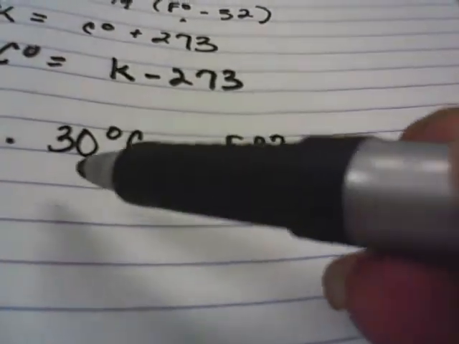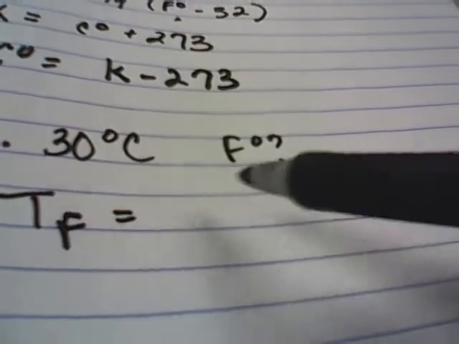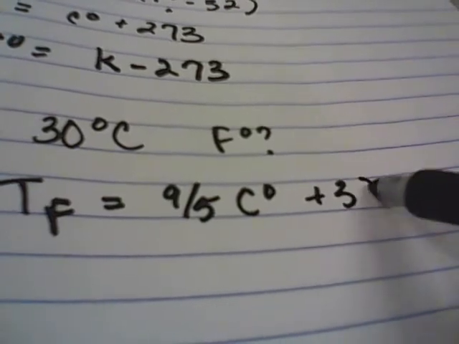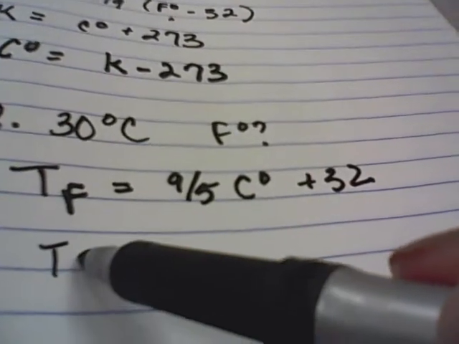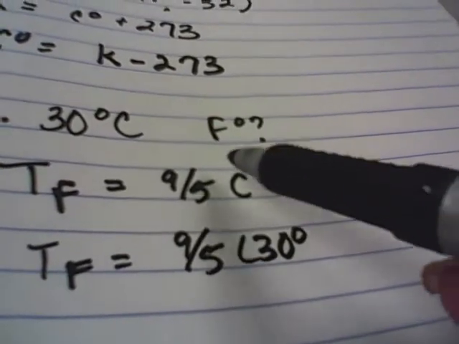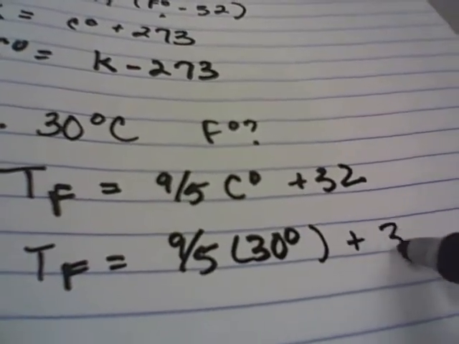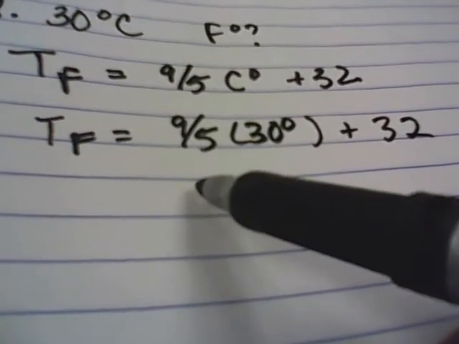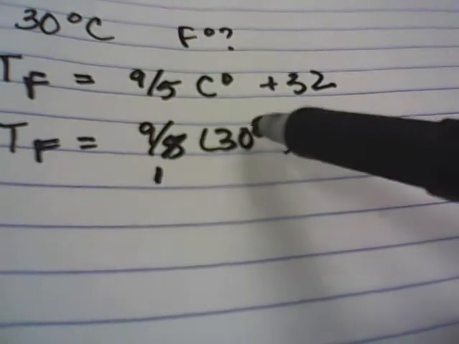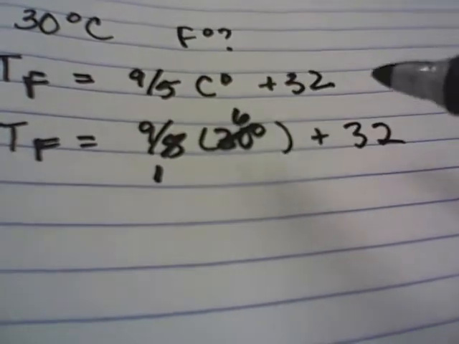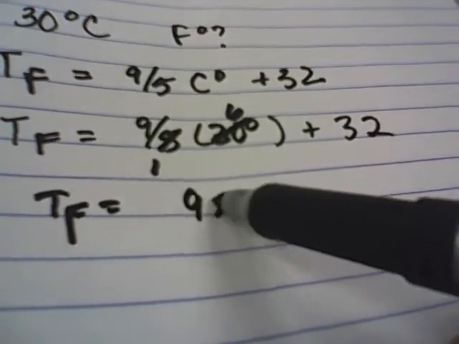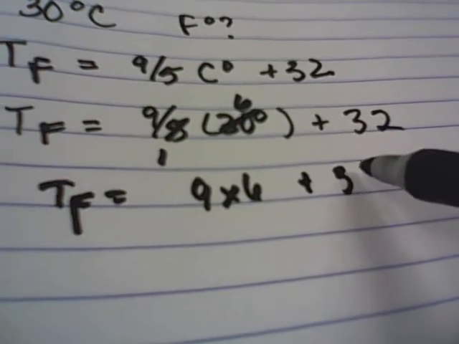All right, so then the equation I'll use is TF is equal to 9/5 degrees Celsius plus 32. All right, so if we continue this out, that's 9/5 times 30 degrees, because that's our degrees Celsius we're given, plus 32. So out further, if you do your order of operations, 5 will go into itself 1 time, 5 will go into 30 6 times, right? So you end up with Fahrenheit being 9 times 6 plus 32.